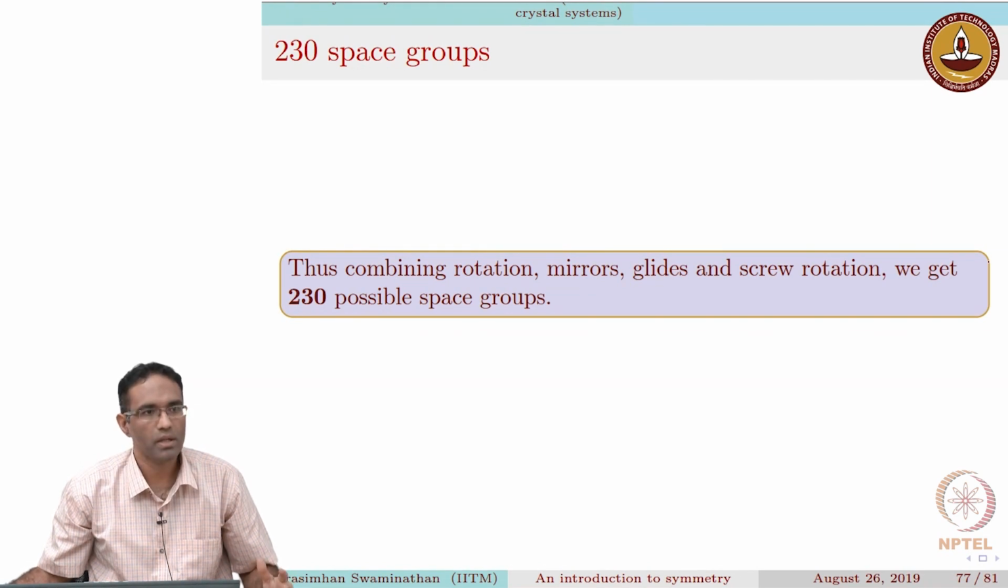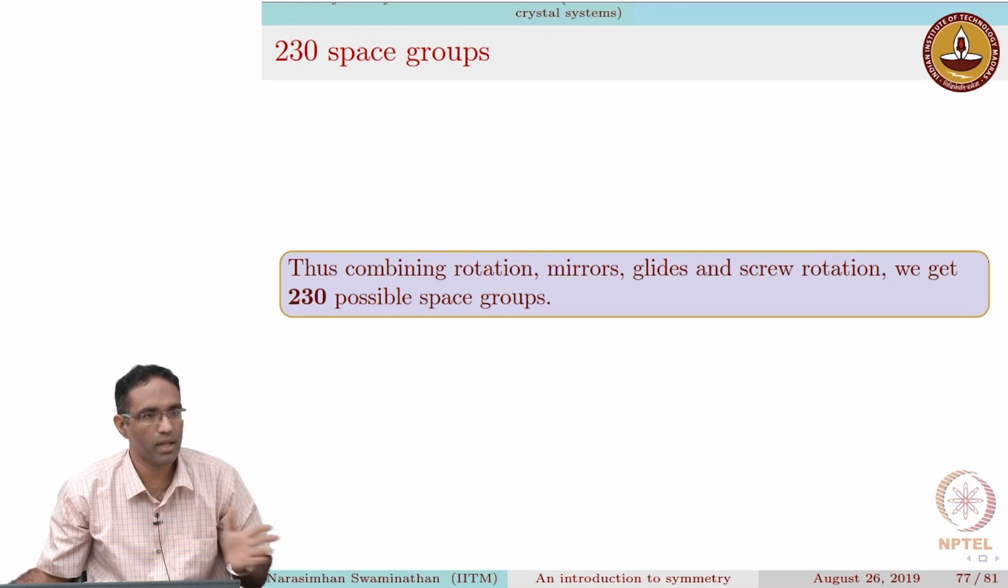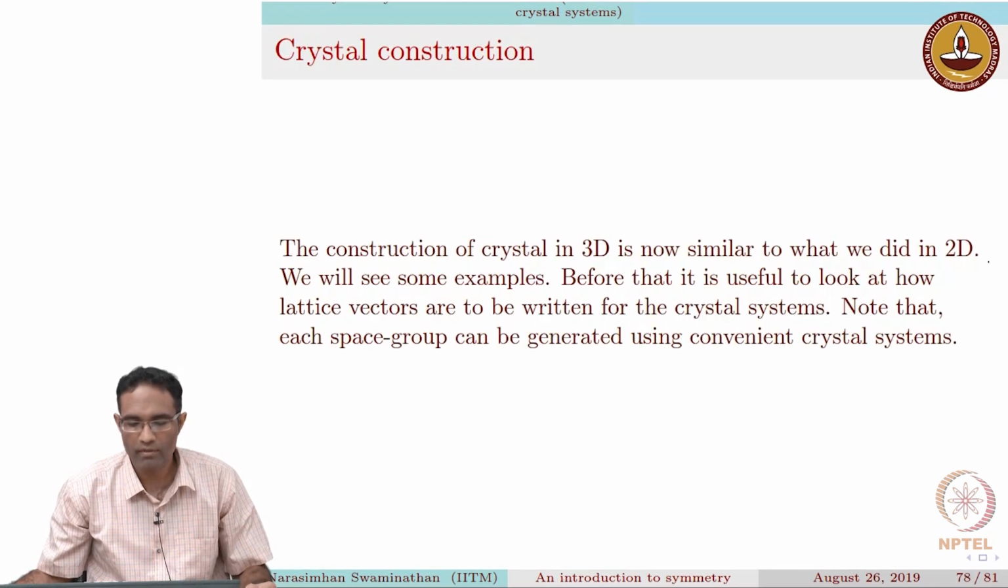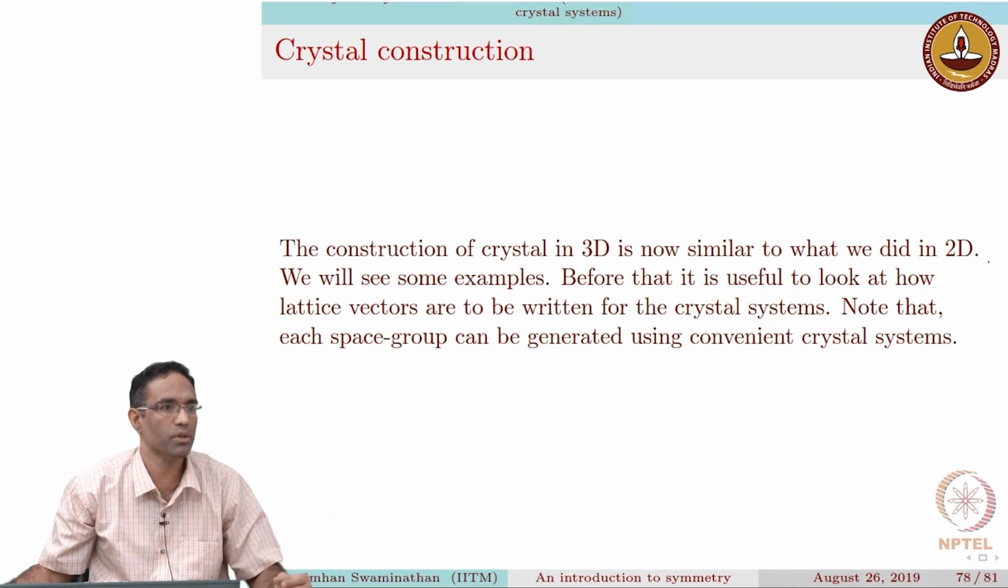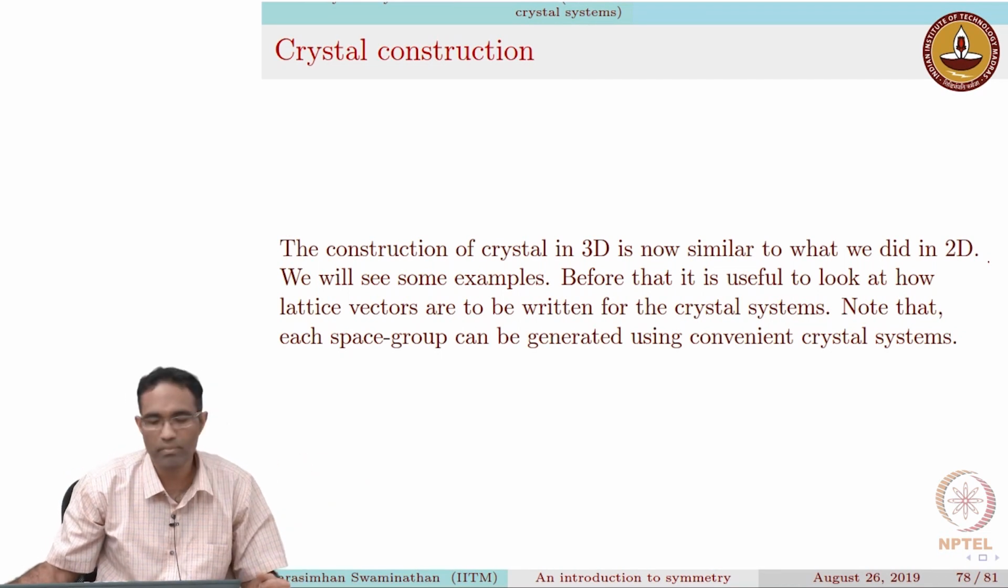realizing these 230 various space groups depending upon the symmetry operators that are possible in 3D space, including the screw rotation and the glide reflections. And we highlighted what those space groups were in yesterday's class, right? We just went through quickly what were the space groups and what unit cell or crystal system can be used in order to construct them, right?